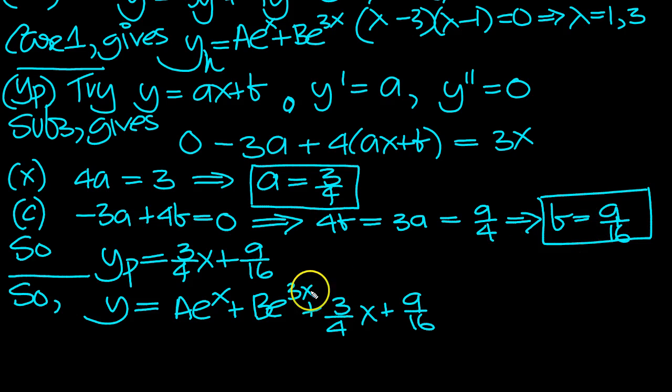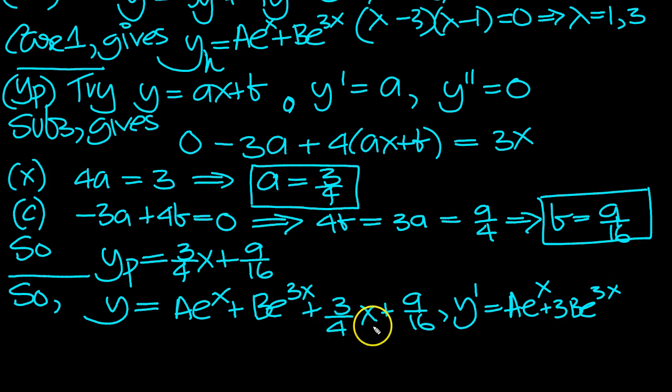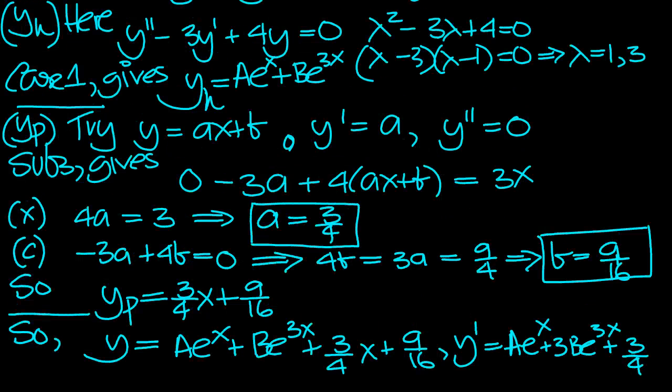Now we can differentiate and we'll get the y dashed here. So the e to the x is just a e to the x. The 3 comes down to b with the b, doesn't it? Plus 3b e to the 3x. Then the x goes to 1 and it's 3/4. And the constant goes to nothing. So there's y dashed. Let's invoke our initial conditions then.